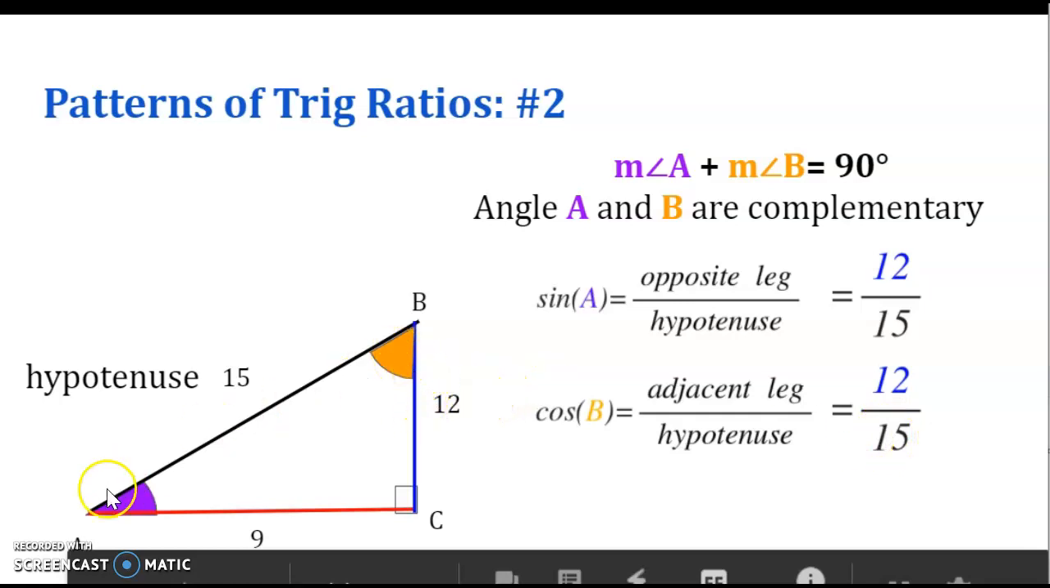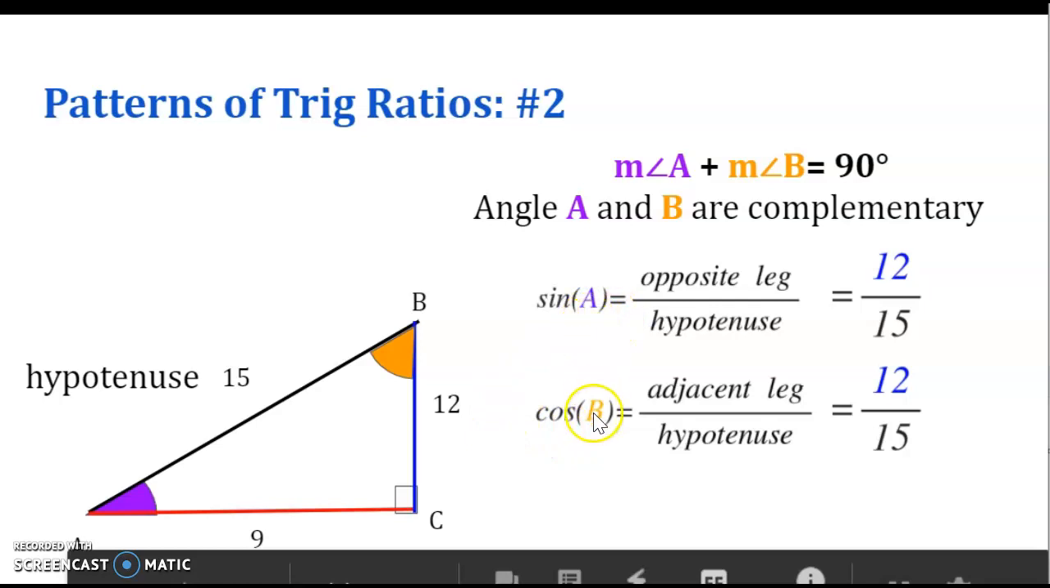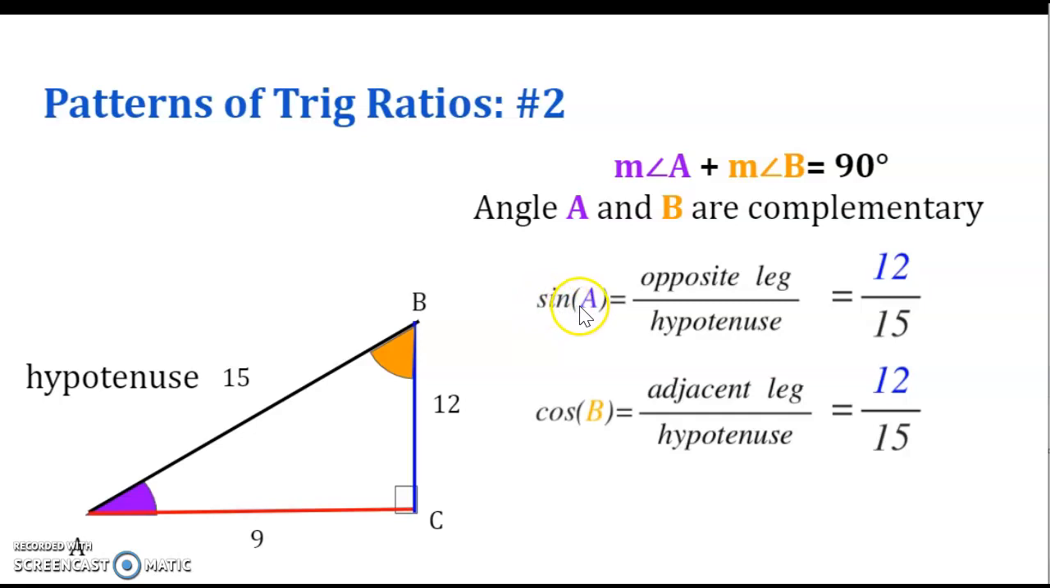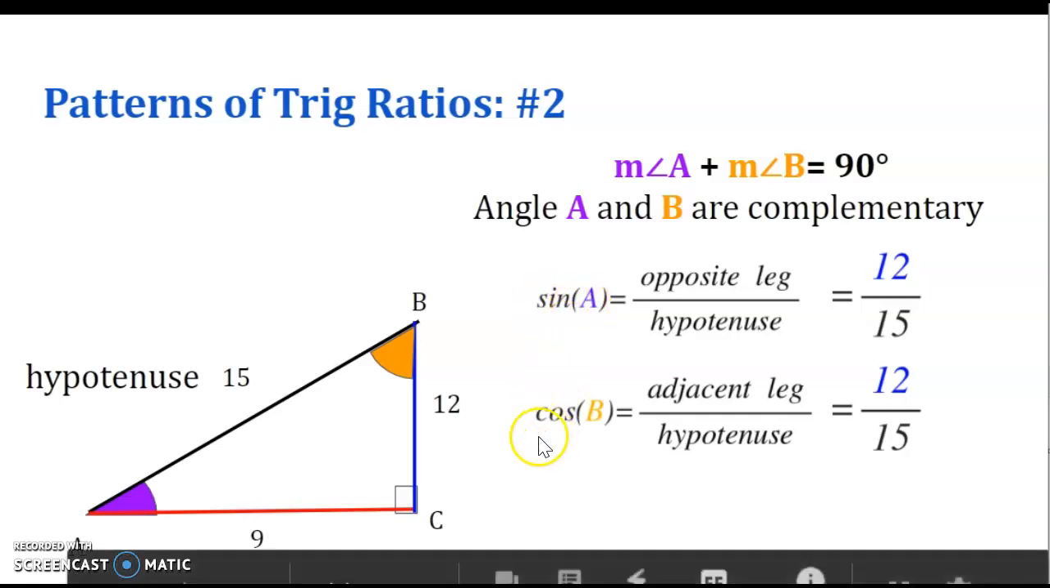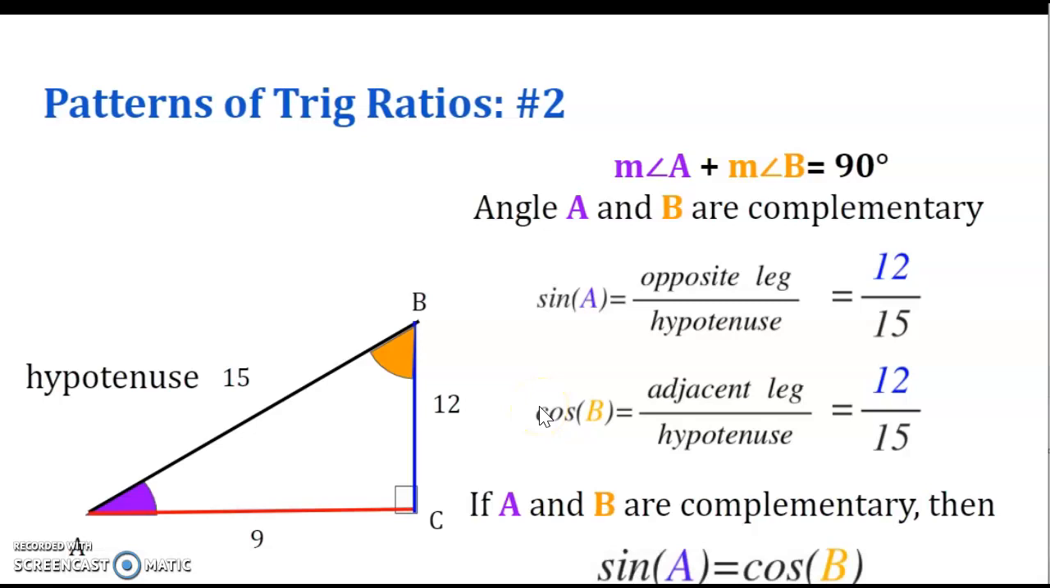Knowing that angle A and angle B are complementary, the complementary angles will give the same values: sine of A is going to be equal to cosine of A's complement, which in this case is angle B. So if A and B are complementary, then sine of A is equal to cosine of B. That's the conclusion.